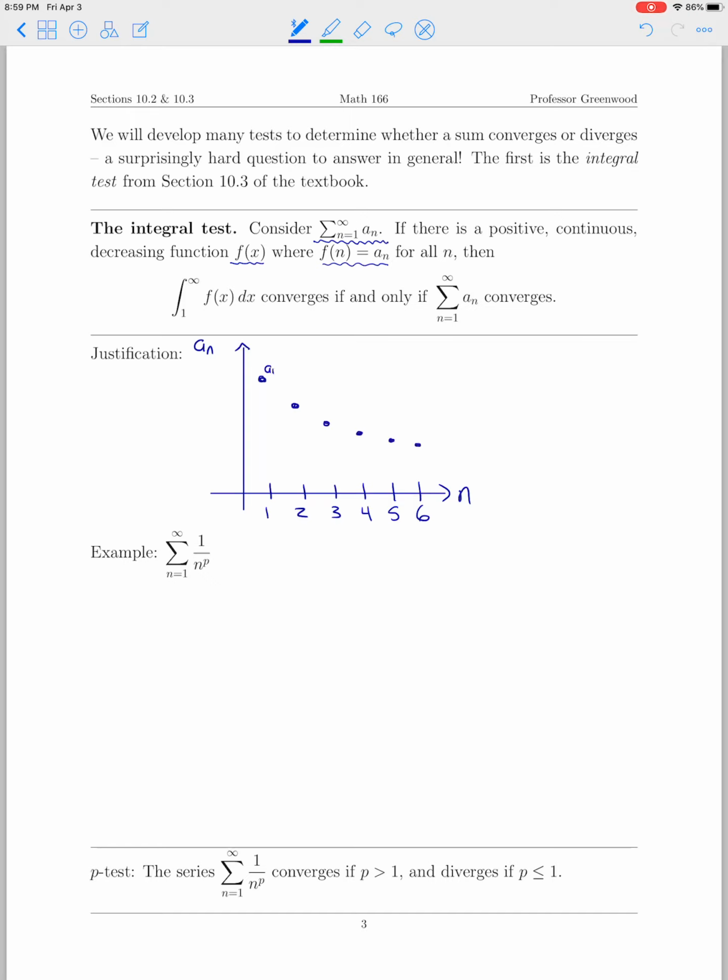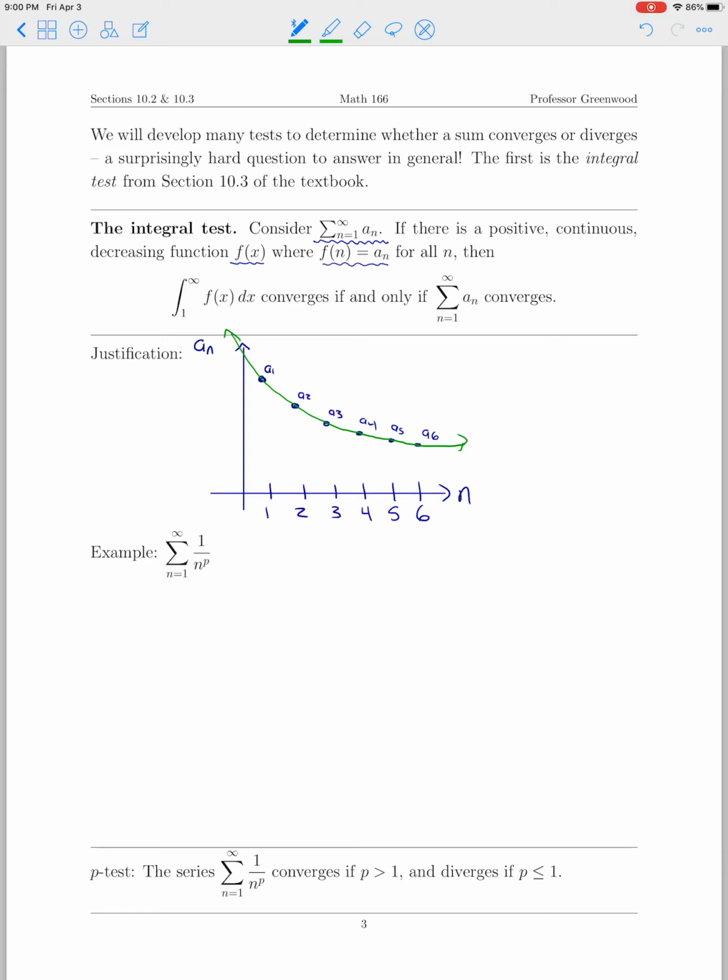The first dot is just the value of a sub 1, and then the value of a sub 2, and so on. Now I want to connect this to some sort of function. The function f of x in the integral test is really just a function that's continuous, but it connects all of the dots in my sequence. And now what the integral test is saying is that we can compare the area under the curve f of x to the sum of these dots. And it turns out that they're very strongly related.